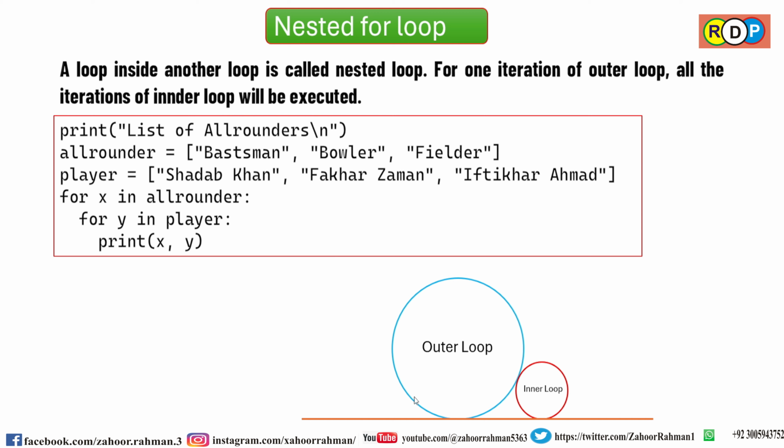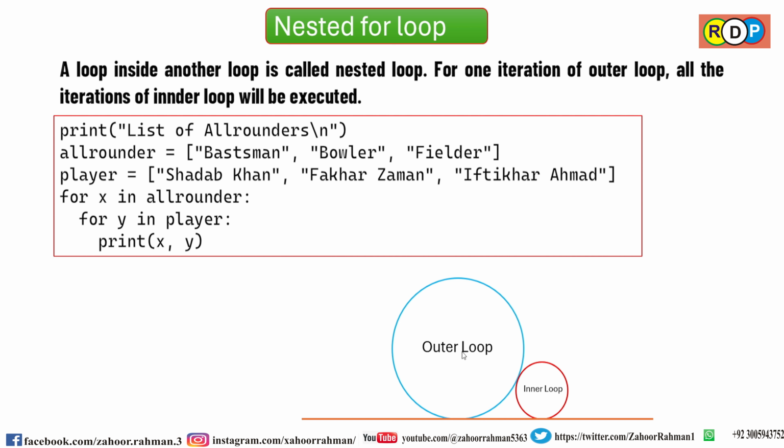It will rotate one time and it will rotate three times. So for one outer loop value, all the three values of the inner loop will be executed, and then it will go to the second iteration of the outer loop, and for that second iteration also the three inner loop iterations will be executed. So when this is completed, then it will go to the outer loop, and again for the next outer loop all the three iterations will be performed.